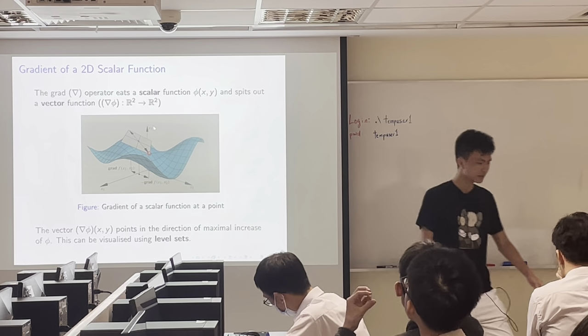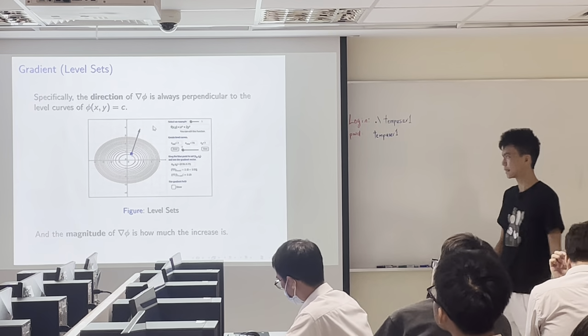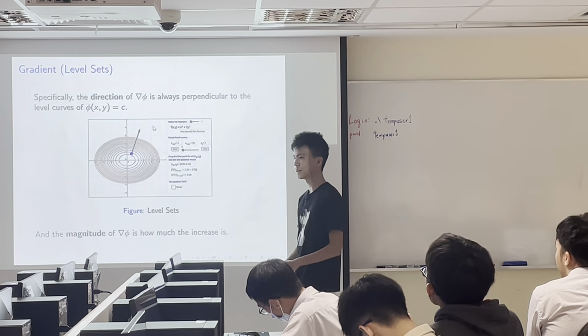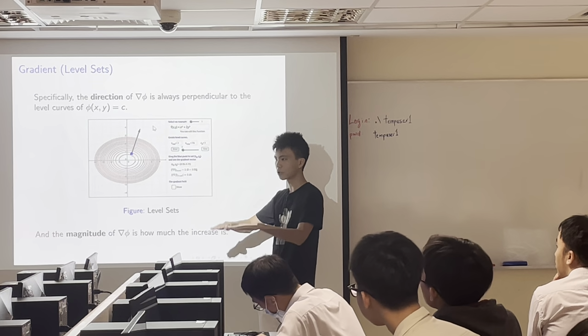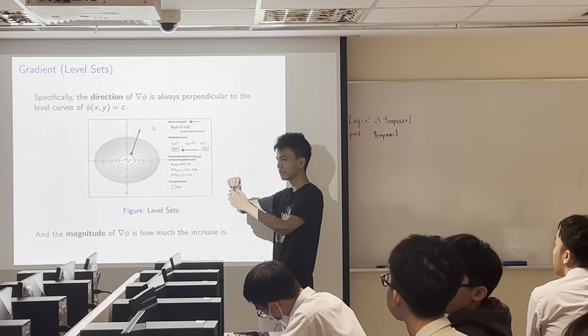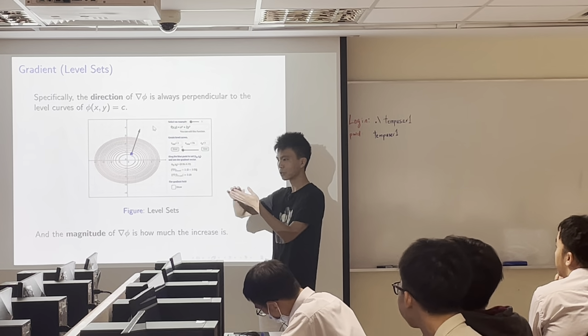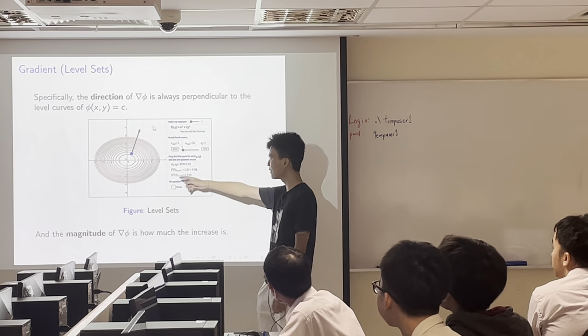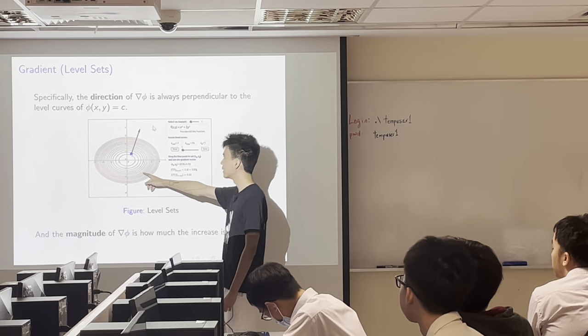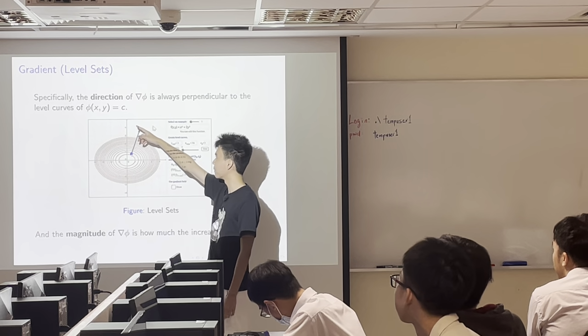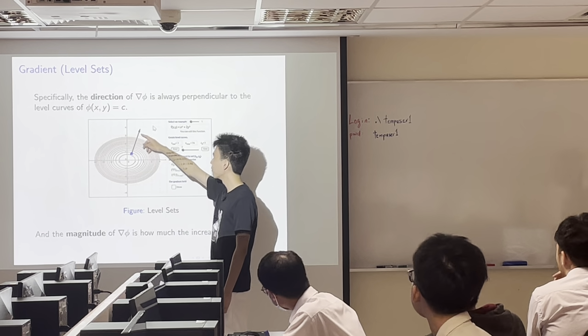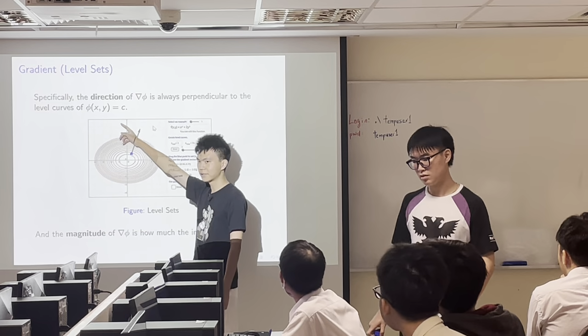So you can imagine level sets as, imagine the scalar function as a hill, right? Then level sets are kind of like your water level. So if I increase the water level, there will be certain points where the water meets the land. So your level sets are basically points on the domain of the function, the x and y, right? The points in space where the phi takes on a specific constant value.